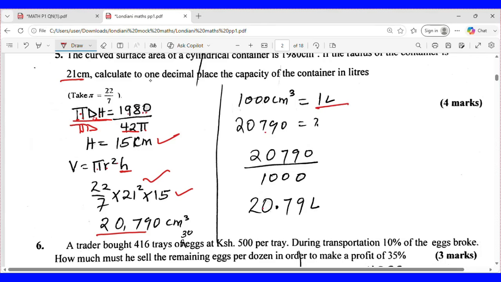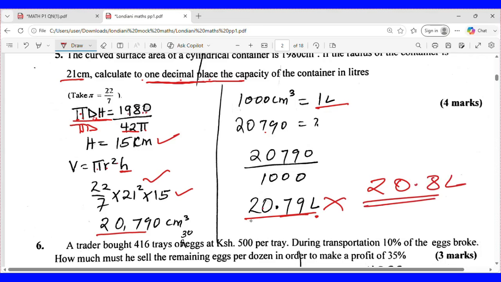Then you were told to give 1 decimal place. So this one is not right. This student will get, if you write like this, 3 marks instead of 4. Why? This one is not given to 1 decimal place. I gave this one intentionally to show you that you will not get the last mark because you did not adhere to the question's demand of 1 decimal place. So the correct answer here is 20.8 liters. If you do it like this, you will not get the last mark.